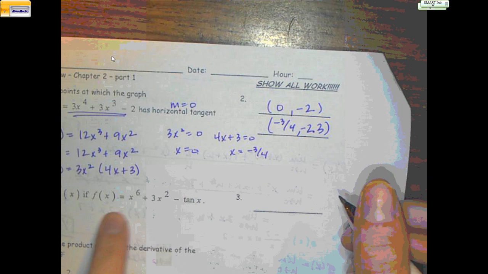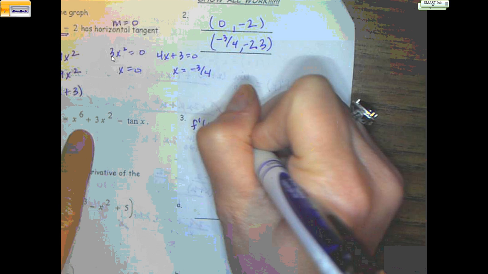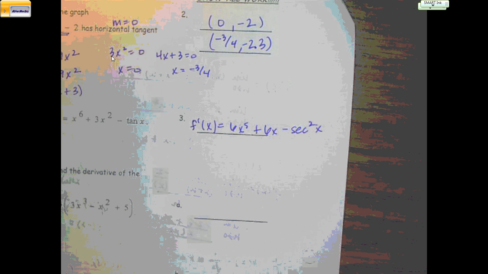The derivative of this little guy here. This isn't an issue for most of you except for those pesky trig functions. Make sure you have those memorized. Power rule. This is going to be 6x to the 5th plus 6x. And what is the derivative of tangent? Secant squared x. Know it for tomorrow. Questions? Make sure you know cotangent of x, cosecant of x, and secant of x.